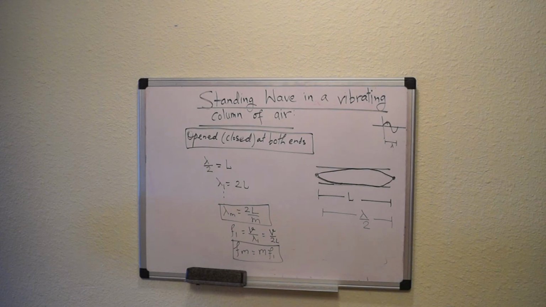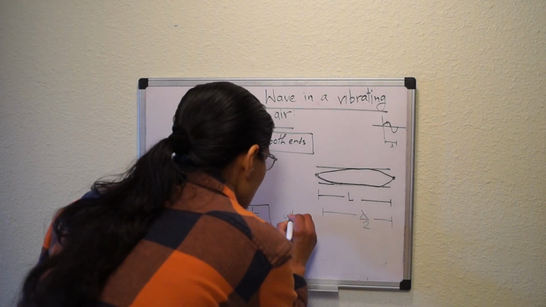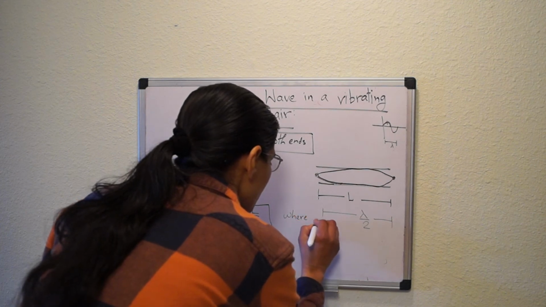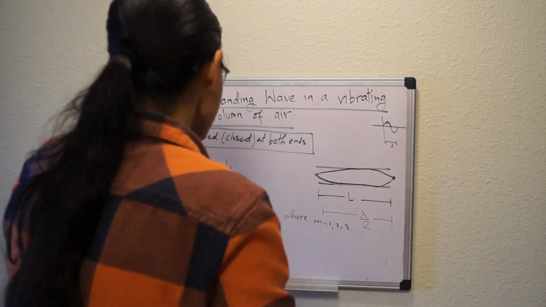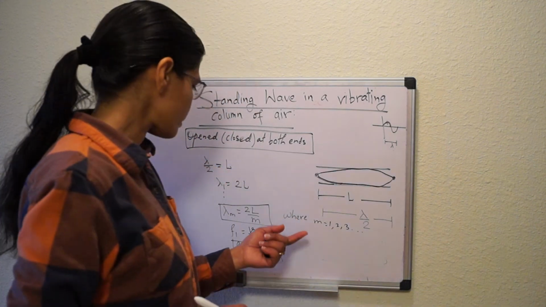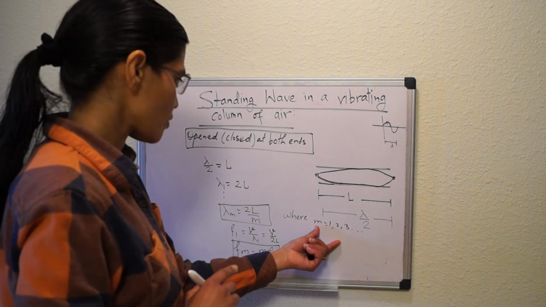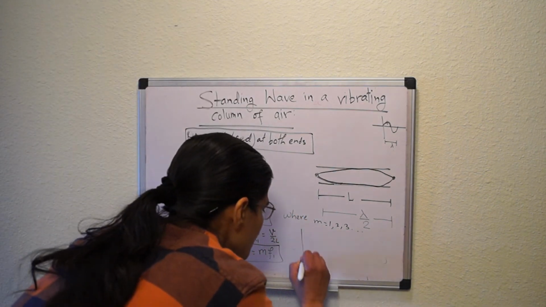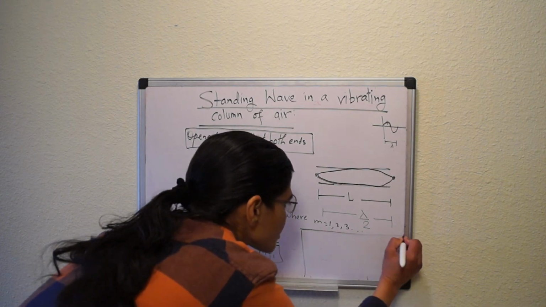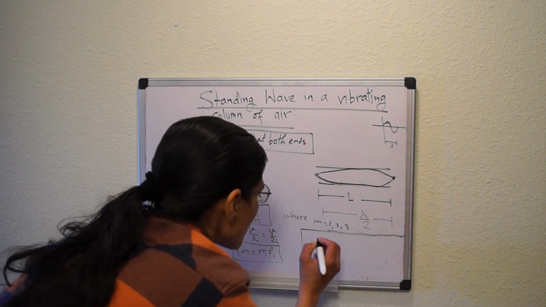Let us see, 1, 2, 3. Oh, I didn't write this. I do need to write this one, where m equal to 1, 2, 3. And so, oh guys, I just remembered. What did I write for m earlier? I don't remember right now. I'm going to make this separately, since I don't have it here on my board.